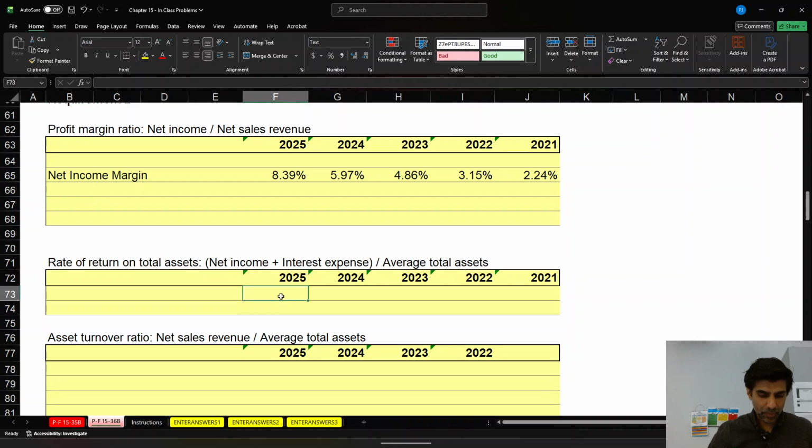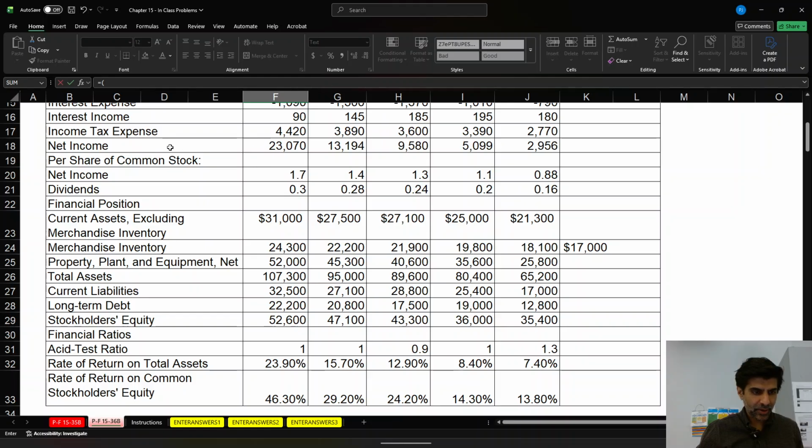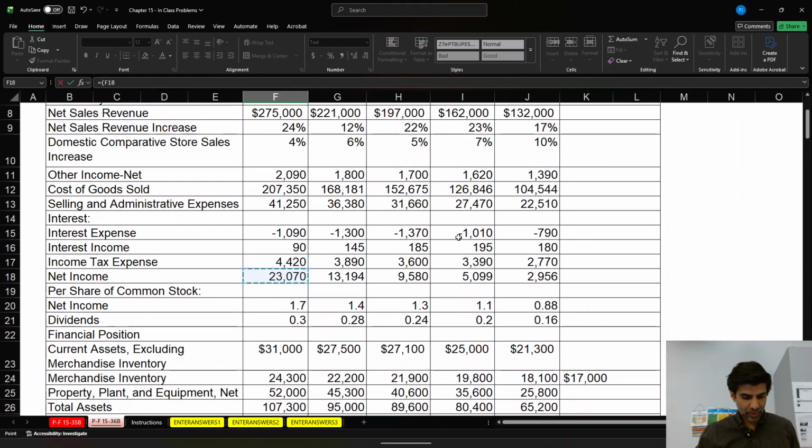Okay, so we will go to net income, which is again here, 23,070. We're going to add back the interest expense. You can see here that it's a negative number though, so we can't just do plus this. Again, you have to understand the meta of what's going on here. If you just did F18 plus F15, it's going to actually subtract interest expense again. So what we actually want to do is subtract.